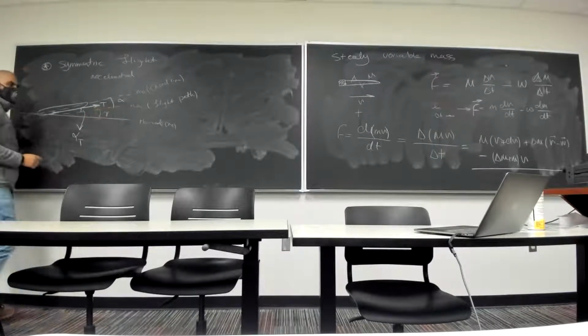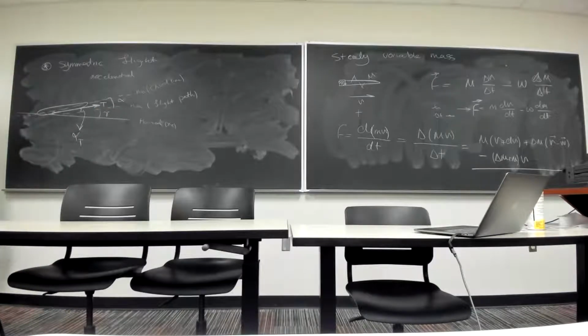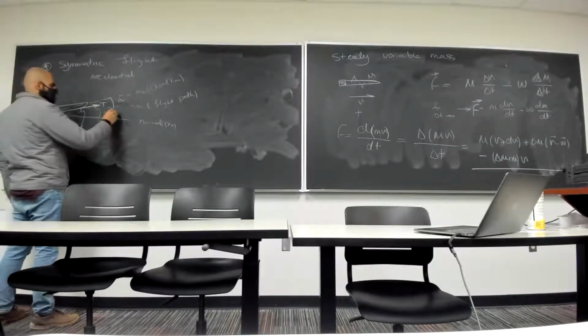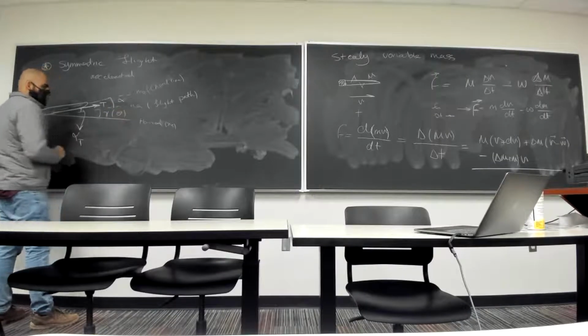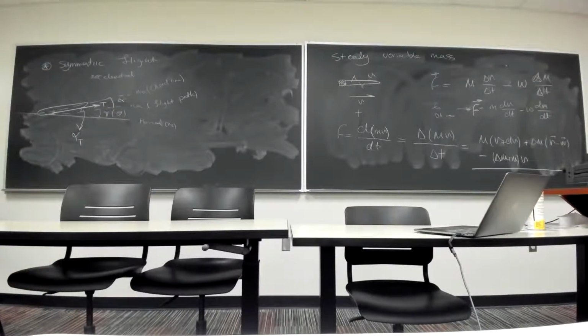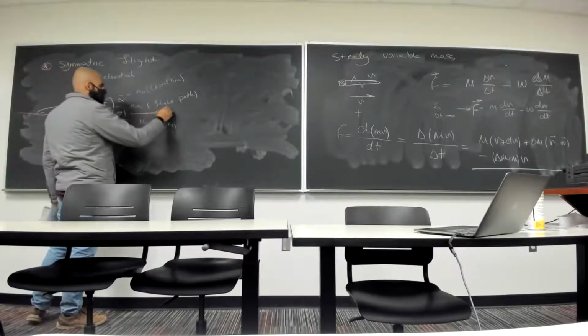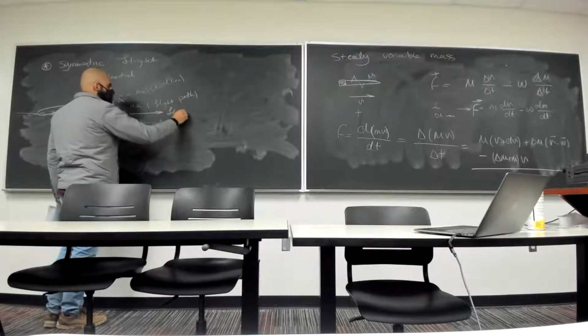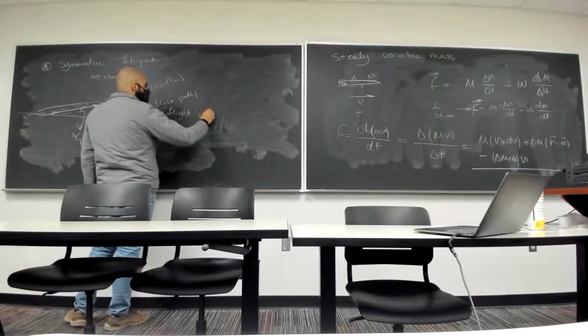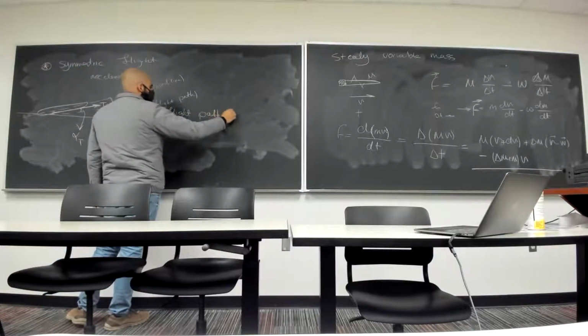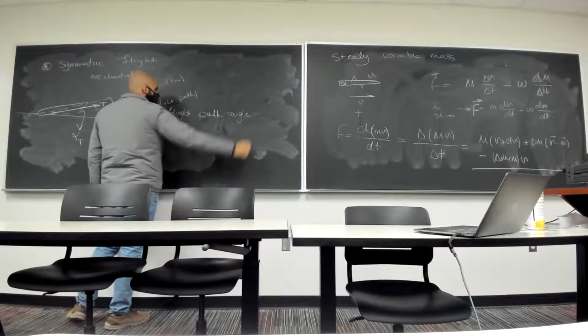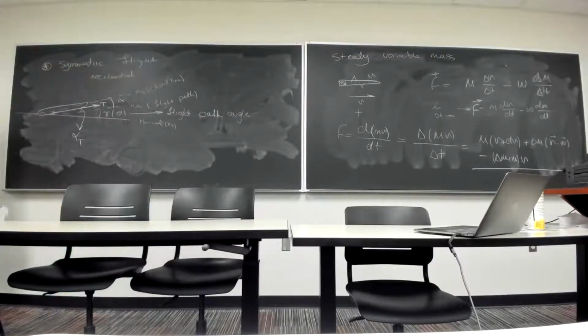We used to call it gamma, but in Anderson's book, Anderson calls it theta. Just have to make sure that from now on, in the Anderson book, theta is actually the flight path angle. We used to call it gamma.